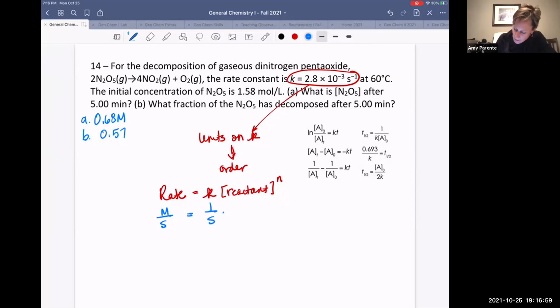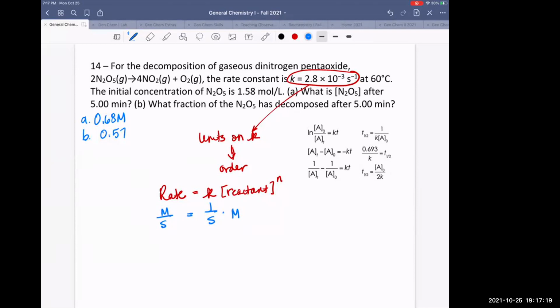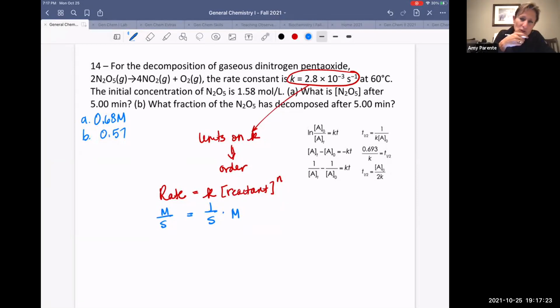I'm going to multiply by some concentration of my reactant. I need to know how many reactant concentrations I'm multiplying together, because that will give me either molar to the first, molar squared, molar cubed, or no molars. Can you see from this how many molars I have so that my units on the left and the right are equal?